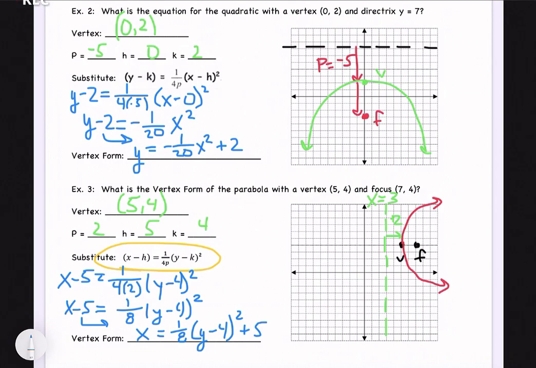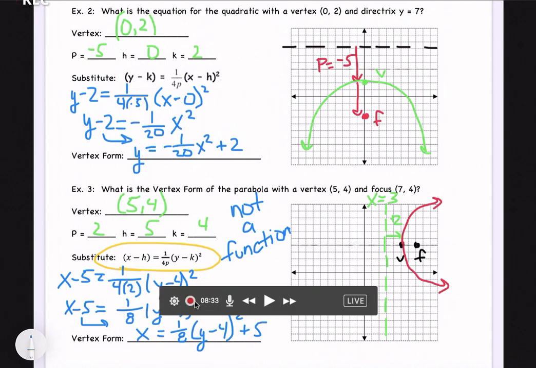And you can also see this is not a function when it opens up sideways. So we will not use these very often. All right, hopefully that makes it simpler for you and you can understand what's going on.